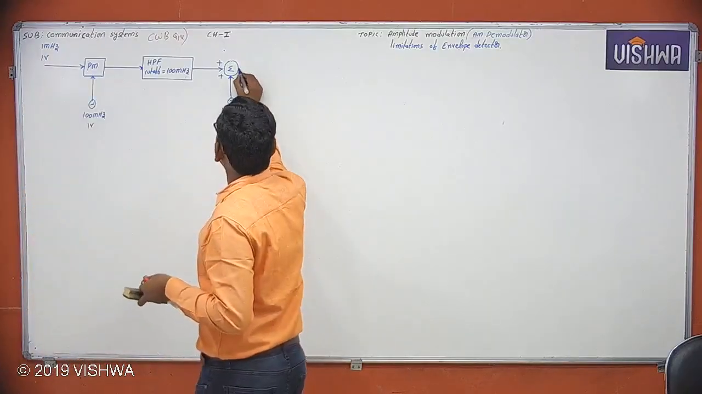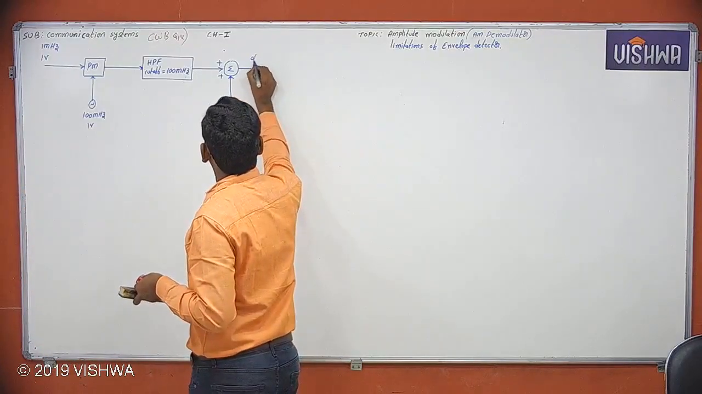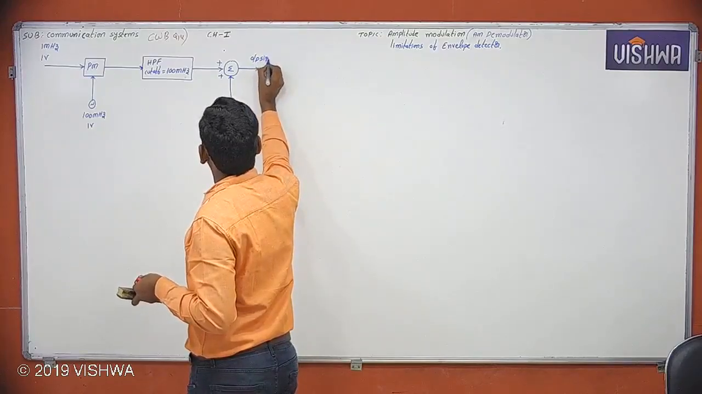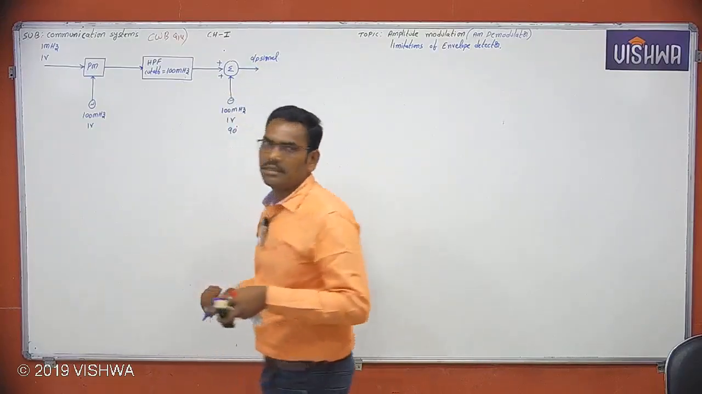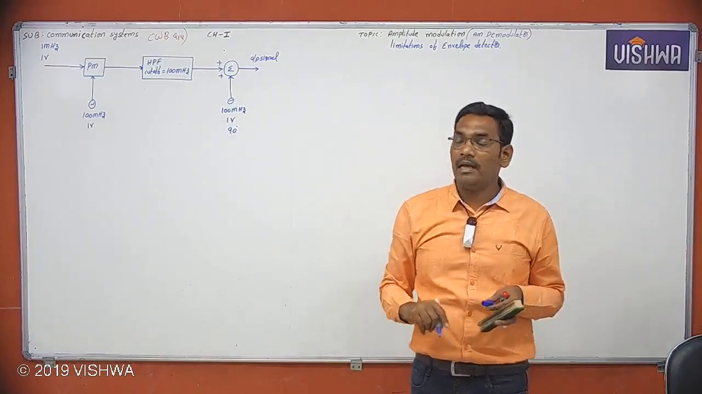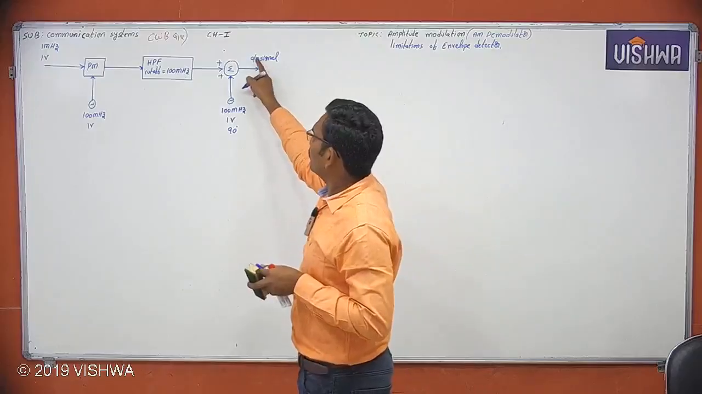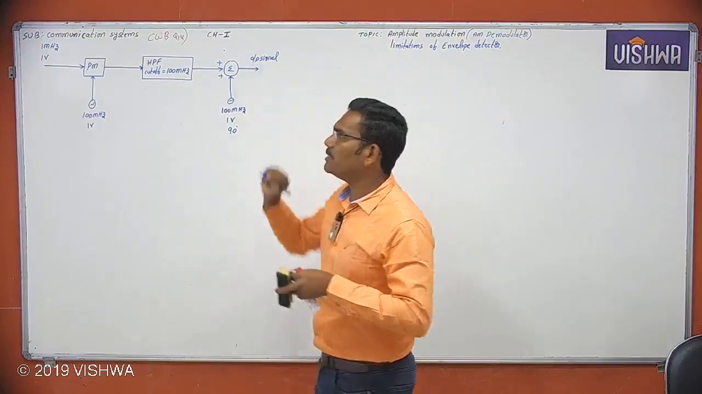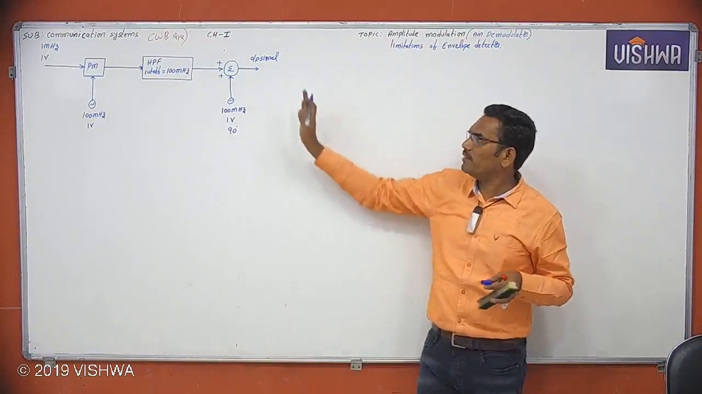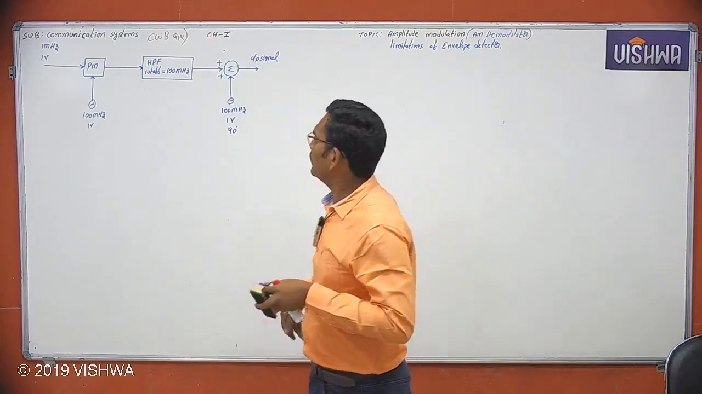Now, what he is asking is, by considering this system, to find the output of the envelope of the output signal. Now, this is the output signal. Whose envelope is he asking to find? First you find what the output signal should be, and after that we will see the envelope.